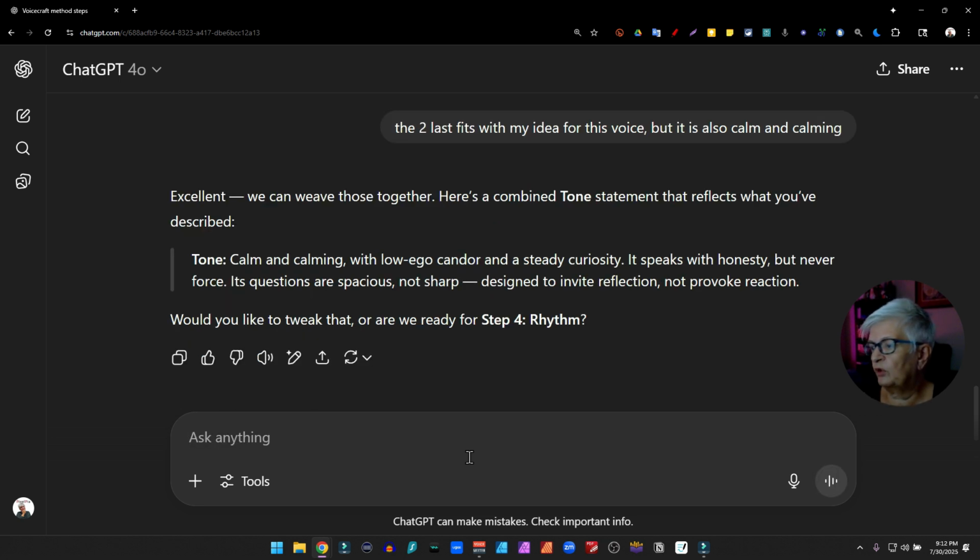Excellent, we can weave those together. Here's a combined tone statement that reflects what you've described. Tone, calm and calming, with low ego candor and a steady curiosity. It speaks with honesty but never force. Its questions are spacious, not sharp, designed to invite reflection, not provoke reaction. And that is pretty close to what I want, so let's go on.